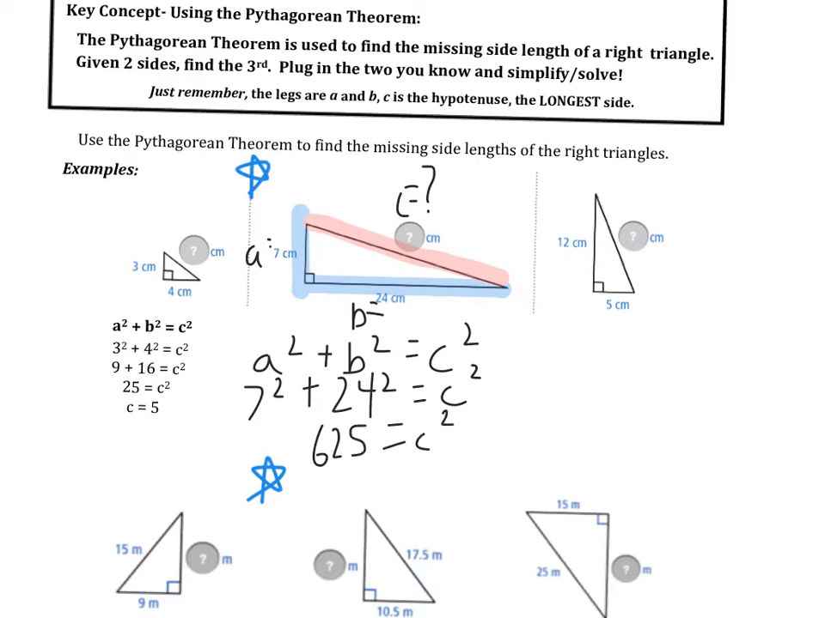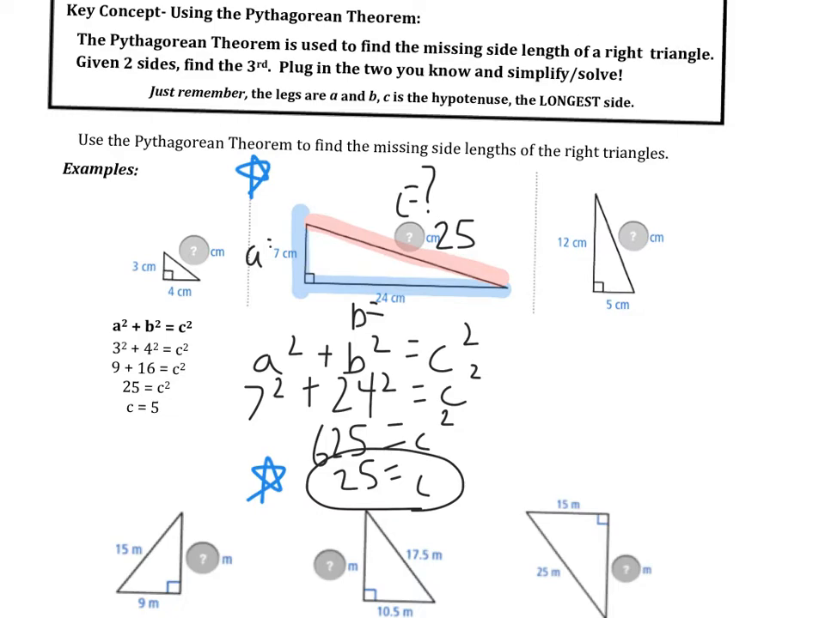equals c squared. Now how do you cancel out a square? To find just c, you have to square root 625. So on my calculator, I'm going to hit second x squared to do a square root and type 625, and I get c equals 25. So that would be my answer. C would be 25. This hypotenuse that's highlighted red would be 25 units, or centimeters in this case. So there's a case where you found C.